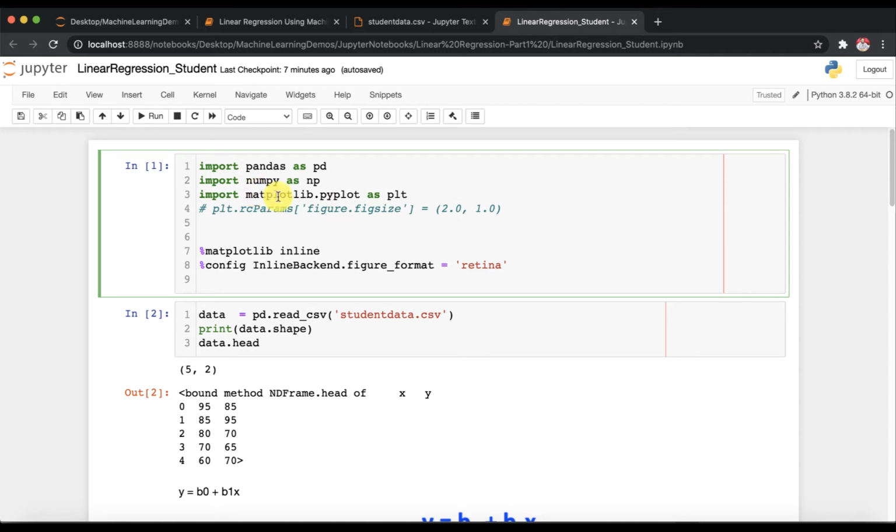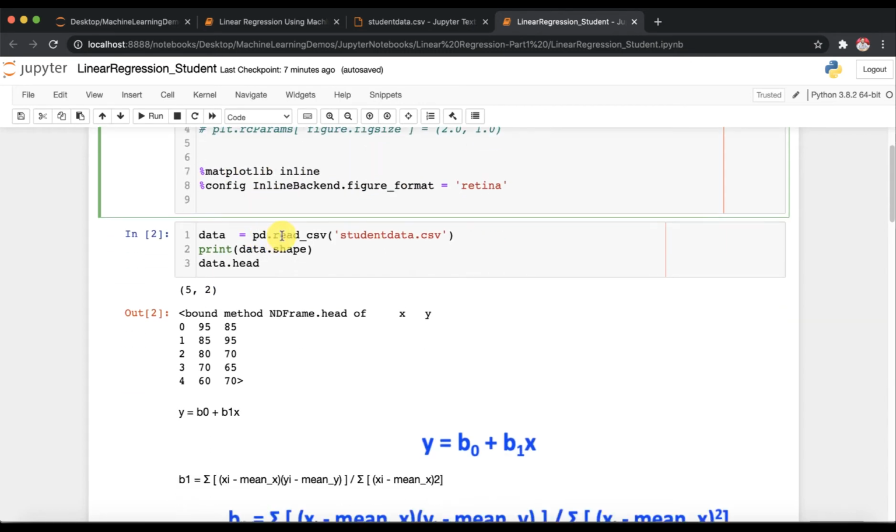Matplotlib we are going to use for plotting the graphs. Here I have used one another important thing, that is config InlineBackend.figure_format retina. So if your system supports the retina display, then you can display the graphs in a very sharp and very clear format, right?